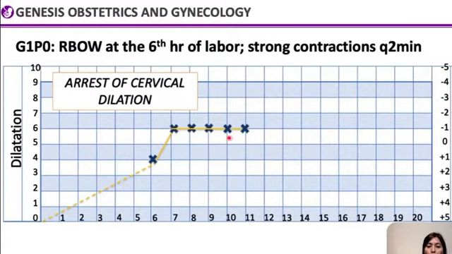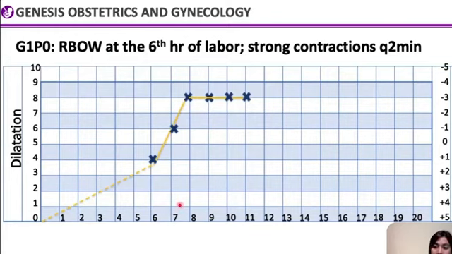And from the 7th hour of labor to the 11th hour, so this is a total of 1, 2, 3, 4 hours, the contractions were adequate, but your patient did not go beyond a cervical dilatation of 6 centimeters. Then you can call this a case of arrest of cervical dilatation. So you can do a cesarean delivery for dysfunctional labor in this case. Did you get it? Alright, so next case.